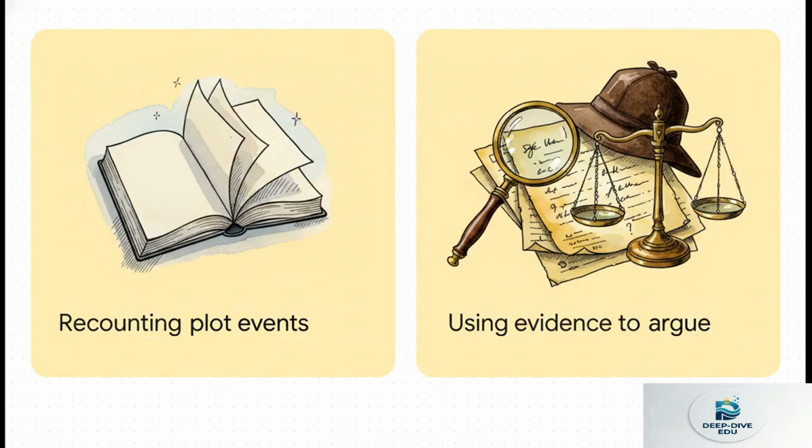A summary is just telling a friend what happened in the plot, but an evaluation, that's telling them why it happened, how the author constructed it, or what it actually means right beneath the surface. You're essentially playing the role of a detective, convincing your audience that your perspective is the correct one.